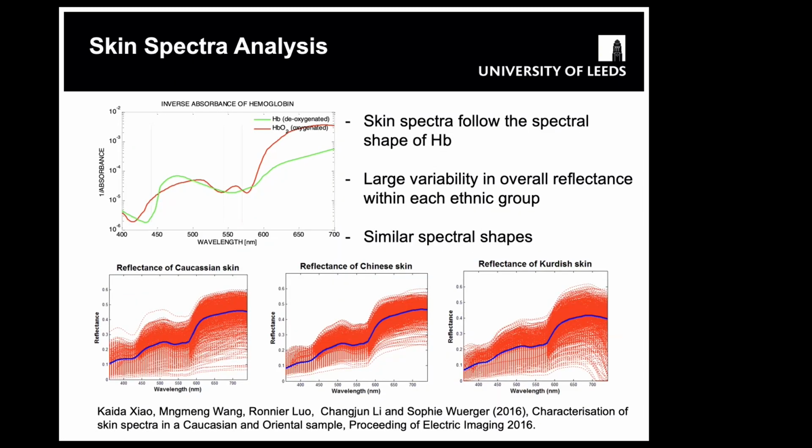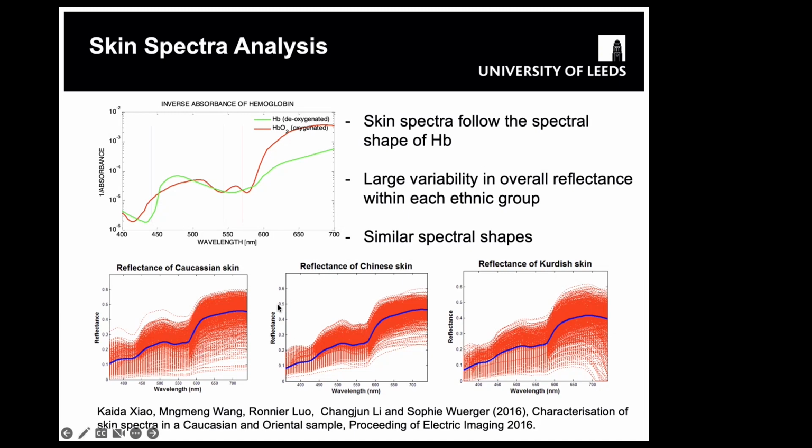And the other work we have been doing, because all the data we collected is spectral reflectance curves, we further investigate from the spectral reflectance curve. Then we found this is the spectral reflectance curve of all Caucasian skin. The middle figure is a reflectance curve of Chinese skin, and the right figure is a reflectance curve of Kurdish skin. Okay, as you can see, if you take the average, surprisingly, it looks very, very similar.